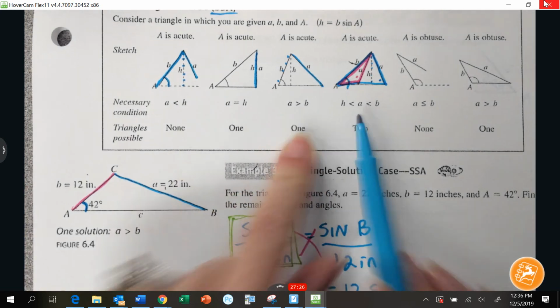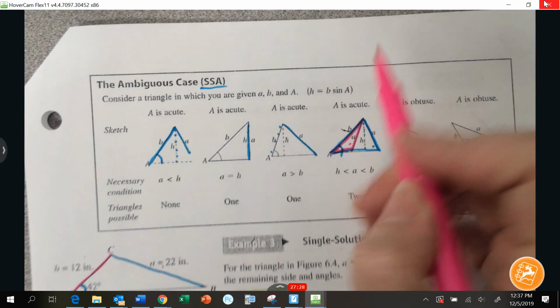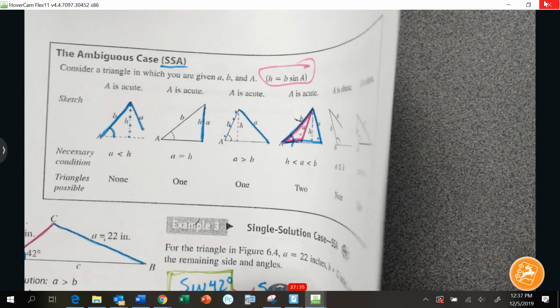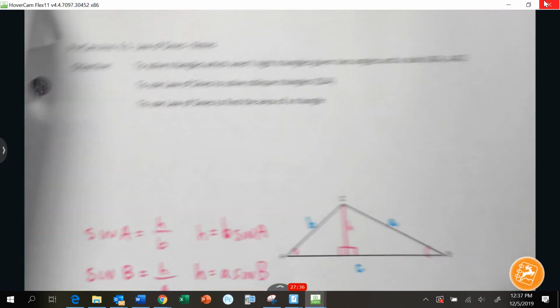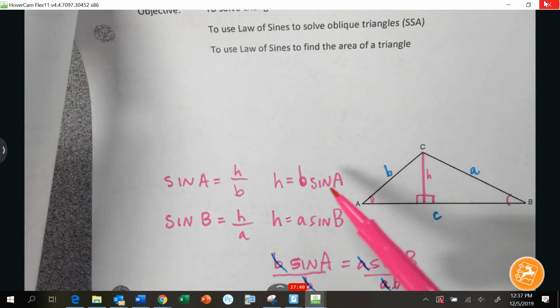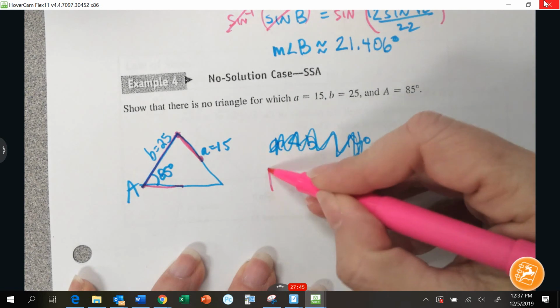But H is really easy to find. Here's the formula for H: B sine A, which came from when we were first doing this stuff. Look, there it is right there. So that's where my formula for H comes from. But we are going to have to find H for this one.